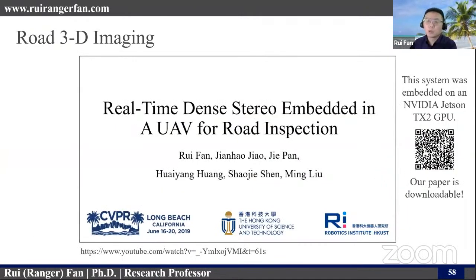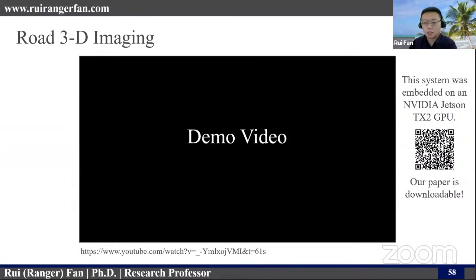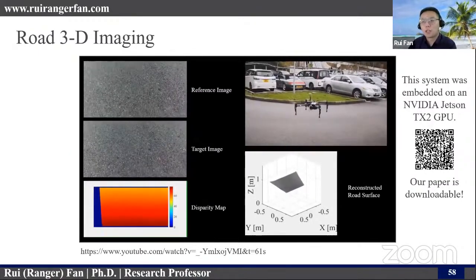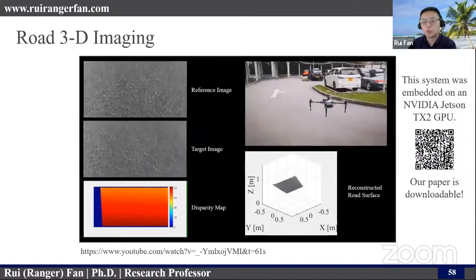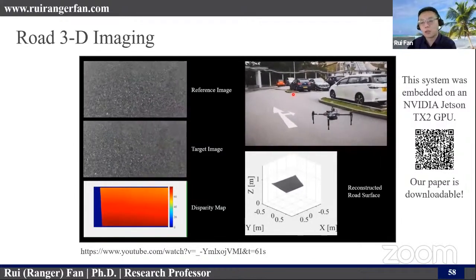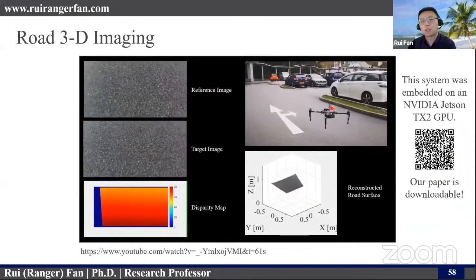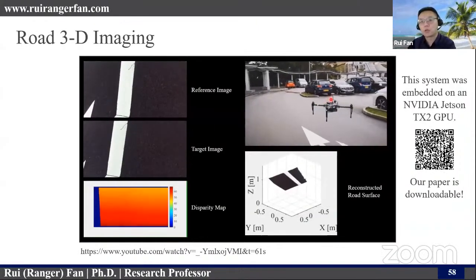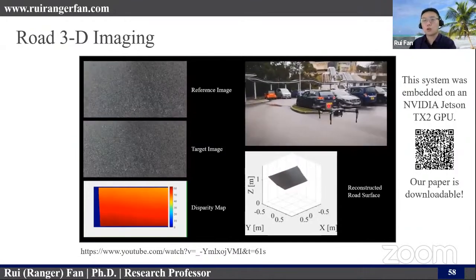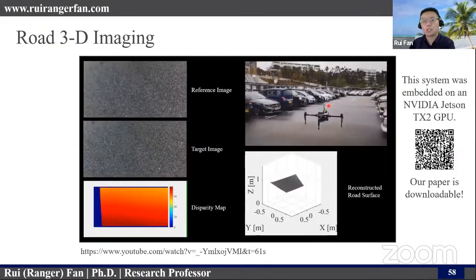In 2019, we optimized our method and implemented this whole system on a drone to acquire 3D road geometry models. These experiments were conducted at HKUST, and we used a Jetson TX2 GPU to produce the disparity images. Typically we embedded a GPU and also a still camera on the drone, so the still camera will always look at the road area.